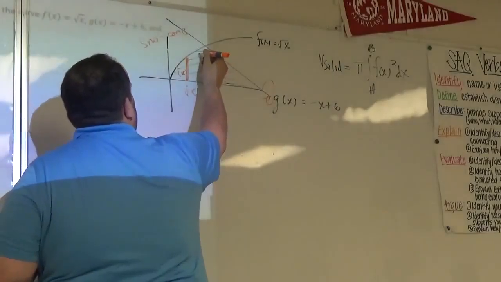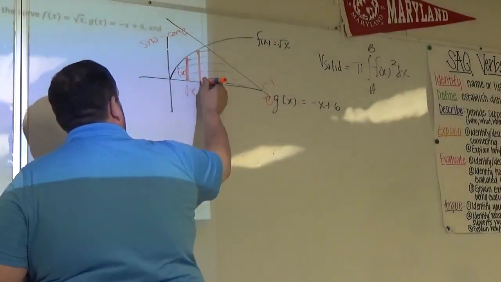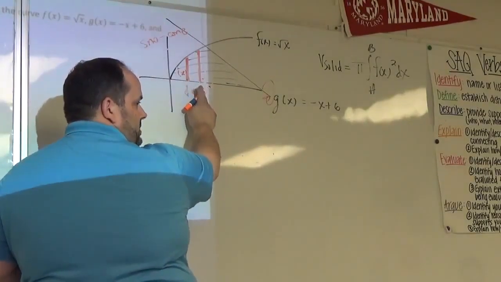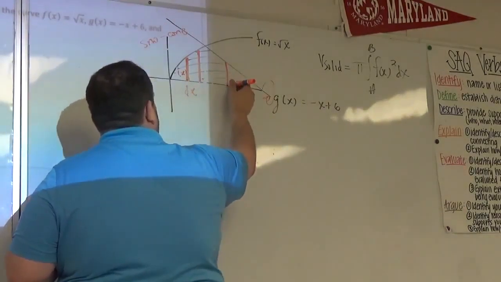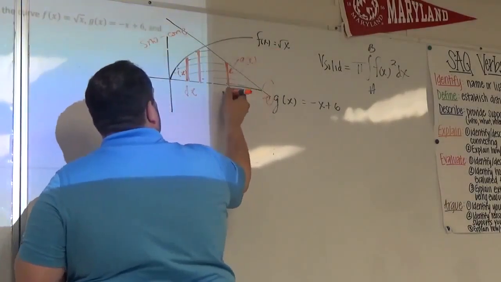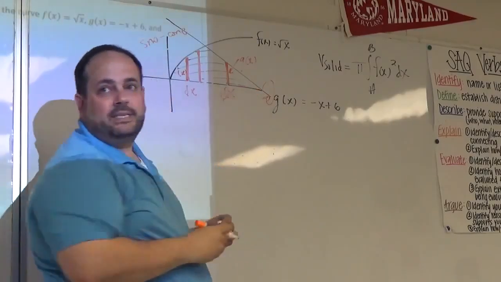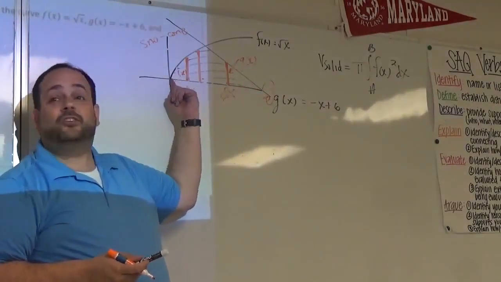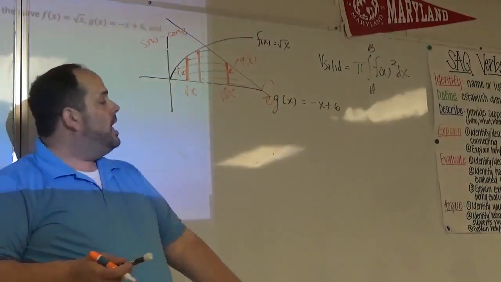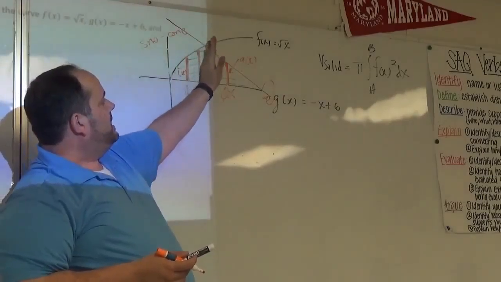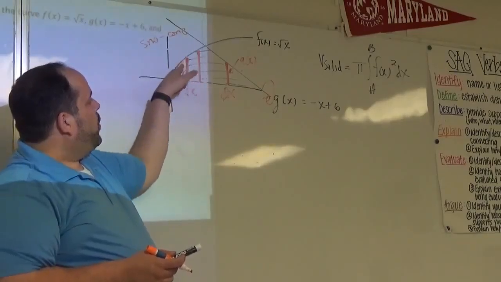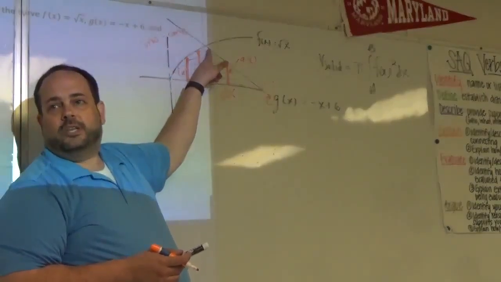But what if I had drawn my rectangle here? Height is f of x, the width is dx. What if I had drawn the rectangle over here? Now it's g of x, and the width is dx. You're gonna have to use two different integrals, because from this point here to the intersection point, that rectangular slice has one height, and after that, you've got another height.